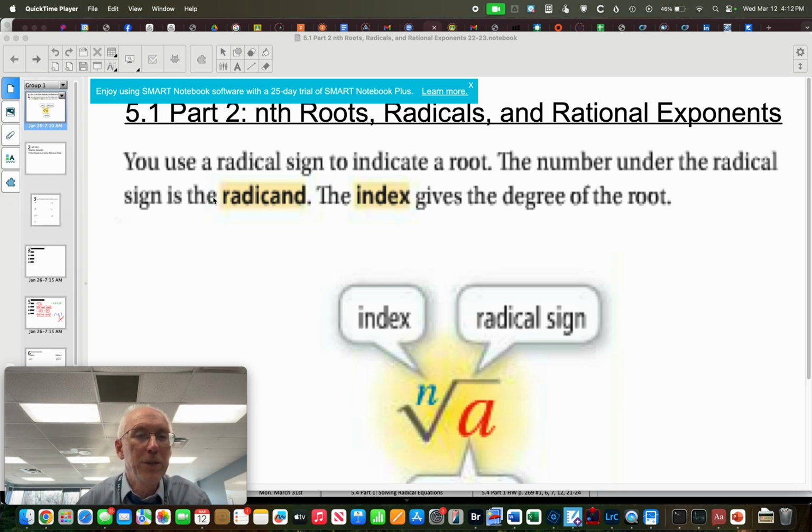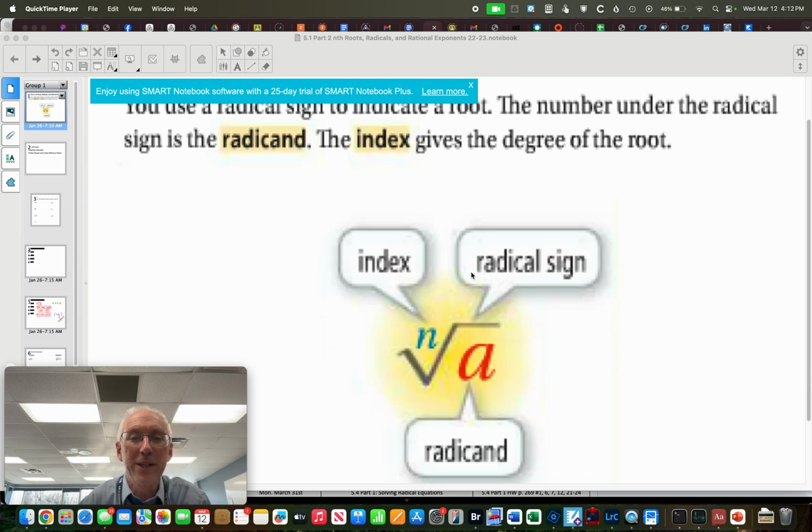We use a radical sign to indicate a root. The number under the radical sign is the radicand. The index gives you the degree of the root.